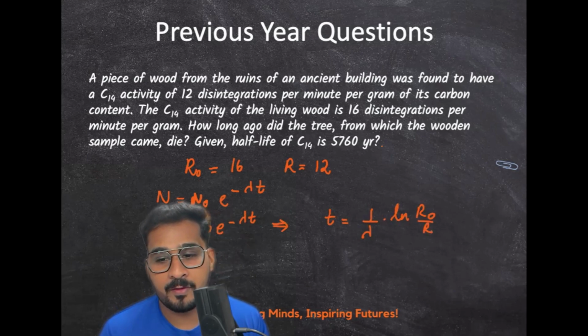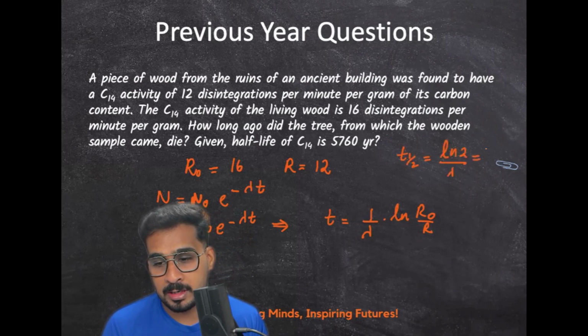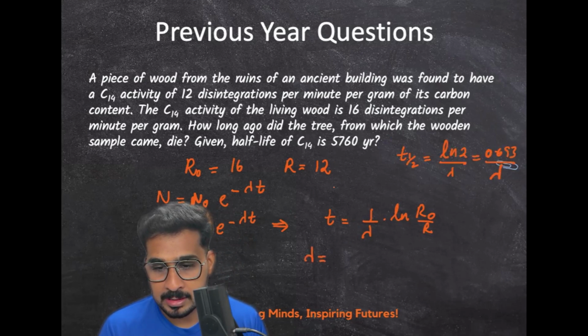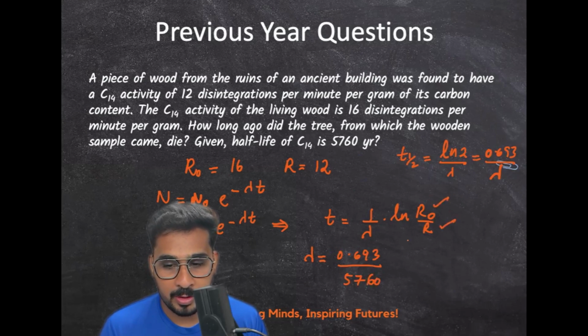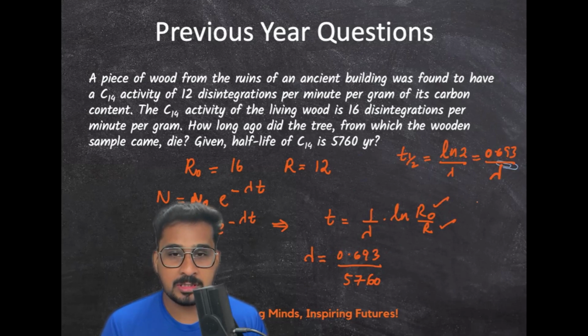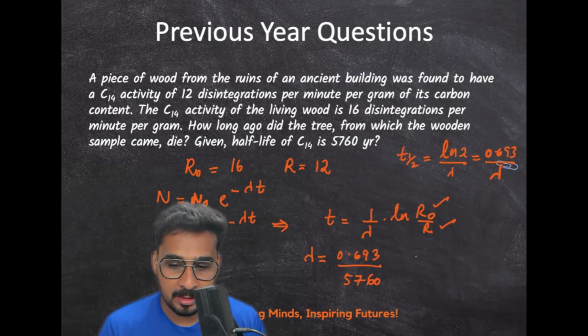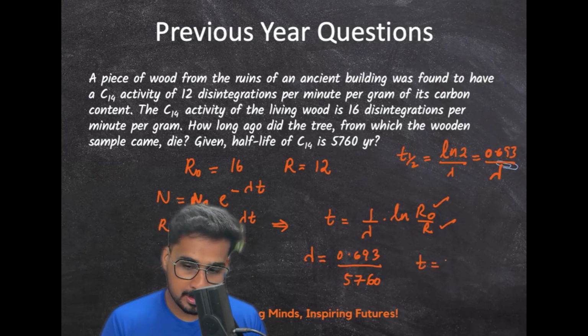We know the relation between the half-life and the lambda value, where t half is equal to ln 2 divided by lambda, that is 0.693 divided by lambda. Lambda can be written as 0.693 divided by 5760. R naught we know, R we know, so we can simply plug in the values. This is all very calculative. The final answer comes out to be t is approximately 2392 years.